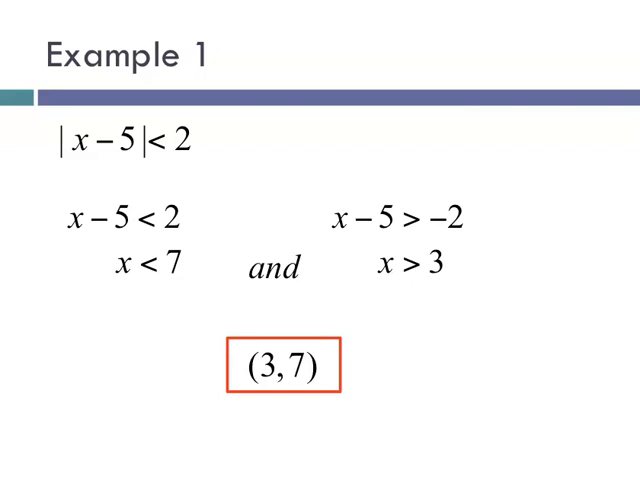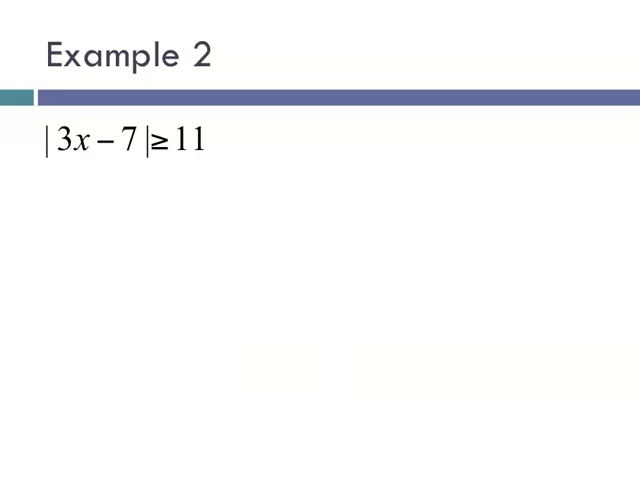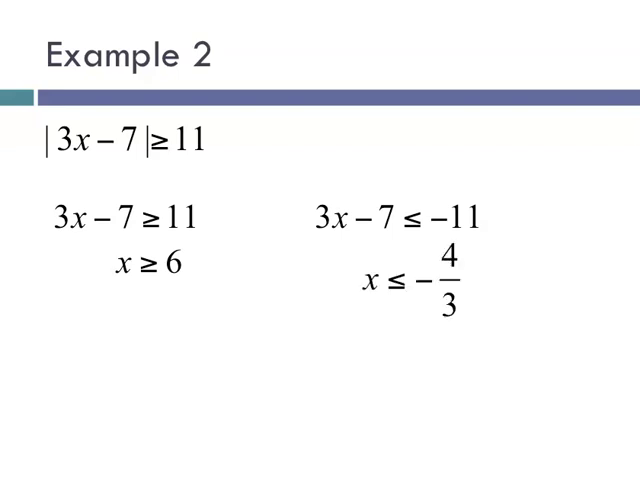Let's take a look at another example. We have the absolute value of 3x minus 7 is greater than or equal to 11. All right, we'll start the same way. We'll write two inequalities. So 3x minus 7 is greater than or equal to 11. 3x minus 7 is less than or equal to negative 11. And then we'll solve each inequality. So we'll add 7 and then divide by 3. That gives us x is greater than or equal to 6 here. For the second inequality, adding 7 and dividing by 3 gives us negative 4/3.